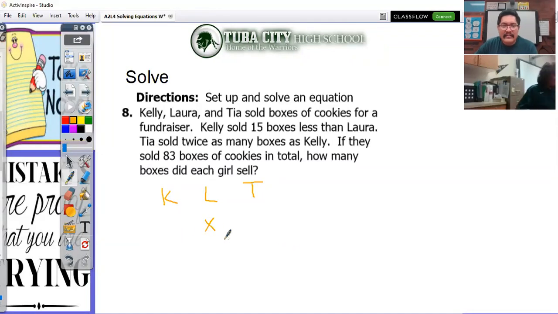So again, Laura is the most important person right now. And if we know what Laura sold, we will know what Kelly sold, because you have to compare it to Laura. If Laura sold X number, we take that X minus 15, and that is what Kelly sold. So just as an example, let's say that Laura sold 20, then Kelly would have sold 5.